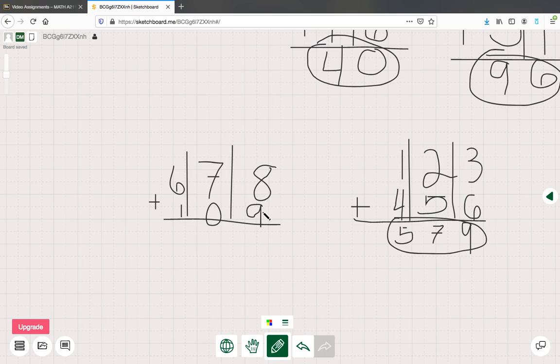So 8 plus 9 is 17. I'm going to lend my 1 from 17 to the 7. 7 plus 0 is 7, plus 1 is 8. And then I have nothing to lend to column 3, so it's going to be 7. So that is how we lend to the next column.